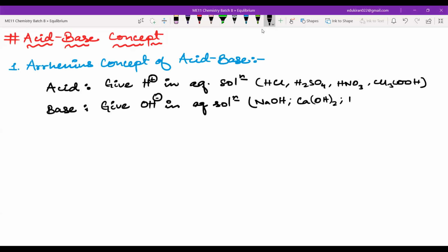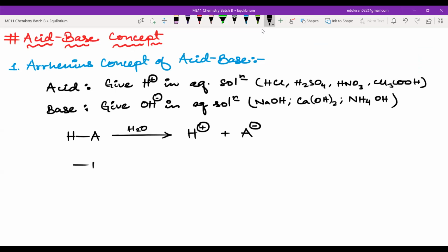Then also you can have some weak ones, NH4OH, etc. So these are the examples for acids and bases. Simply speaking, if you have an acid, it should have one H present. And if I add water to it, it will get converted to H plus, and you will get a negative here.